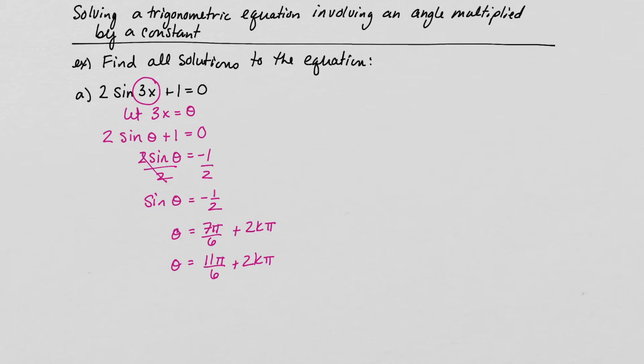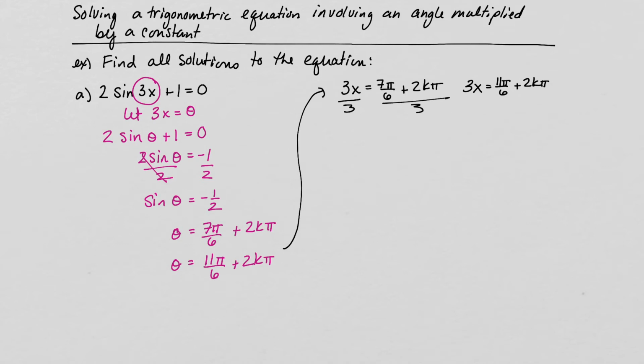Okay, so the thing is I'm not done with solving yet, because my original problem had the 3x, had x's, and my answer right now only has theta. So now I have to go back to x's. So remember, the 3x is equal to theta, which means that 3x is equal to 7 pi over 6 plus 2k pi, or 3x is equal to 11 pi over 6 plus 2k pi. And so in either case, if I divide everything by 3, I will get my x all by itself.